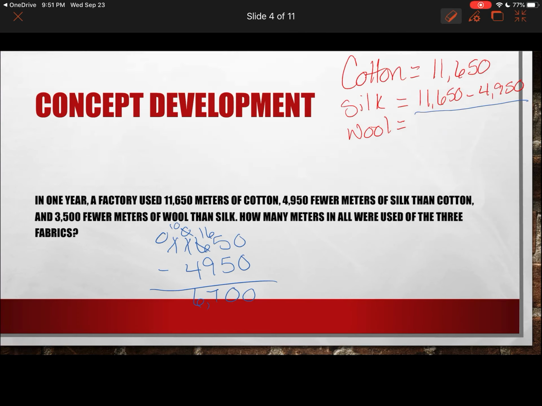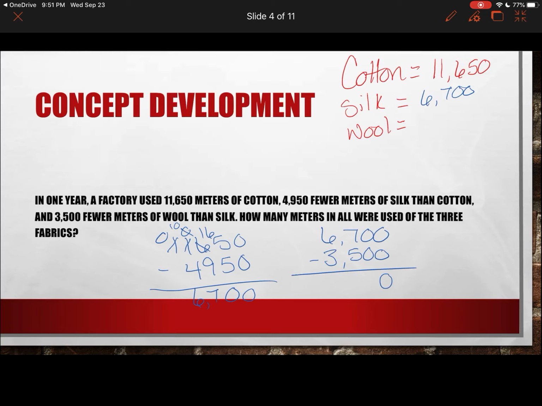So I am going to erase this because we have a total now, and it is 6,700. Now that we have our total for silk, we can figure out our total for wool. So we know that silk is 6,700, and we're going to subtract 3,500 from that, because it had 3,500 fewer meters of wool than silk.